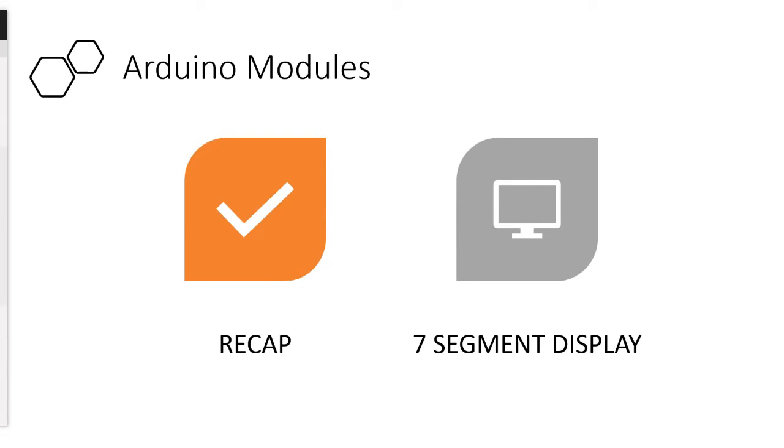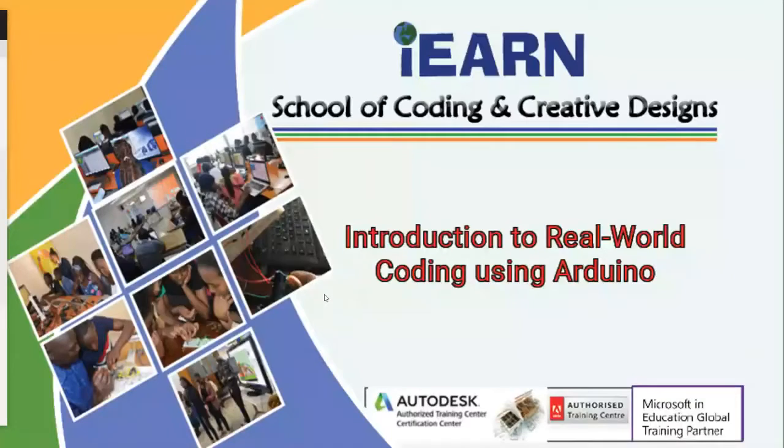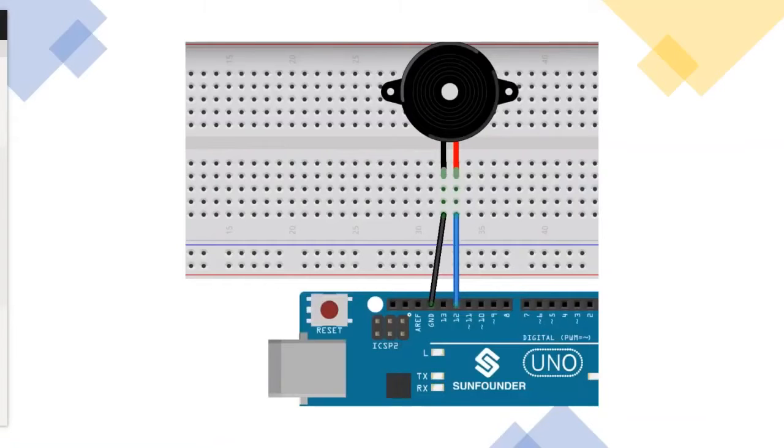Then, okay, let's go straight to the recap of the day. In the last session, we were talking about the buzzer. We were looking at the different sounds that the buzzer is able to produce. We said the buzzer is a wonderful tool that can be used to do many things, including playing a song, a national anthem and stuff like that.